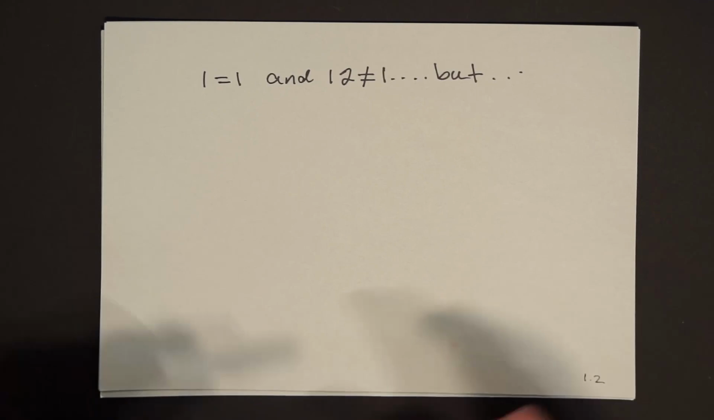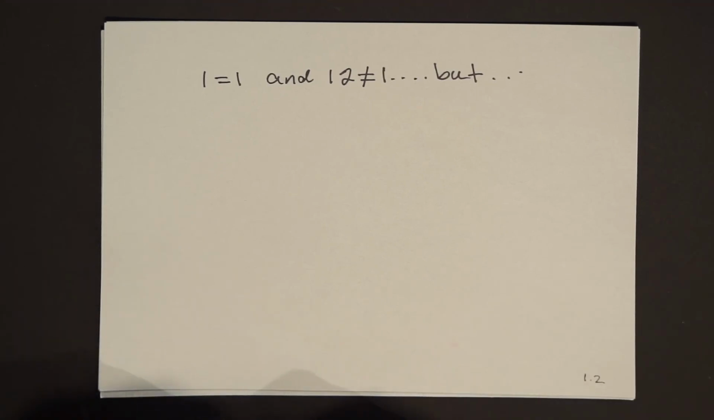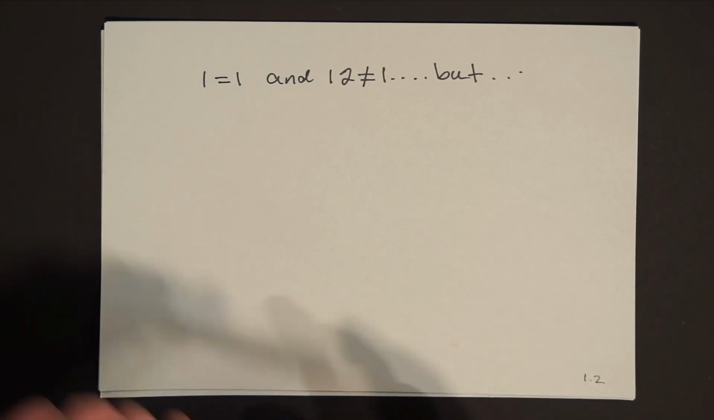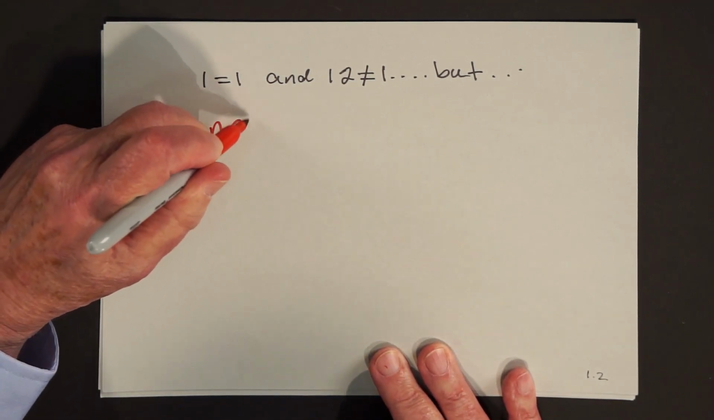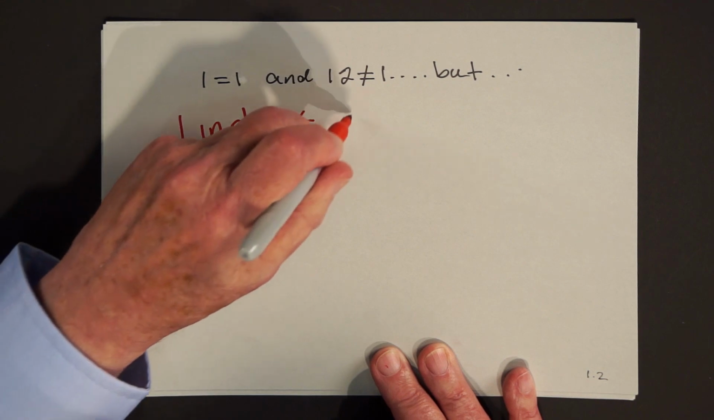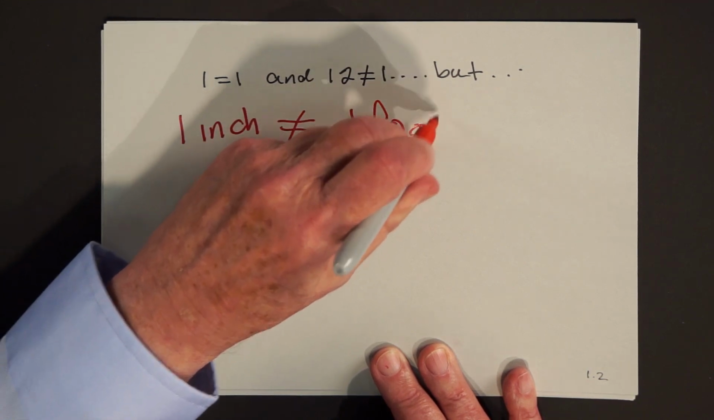Now, the point is that the adjective one always means the same thing, but the quantity one horse is not the same as the quantity one rabbit. So, for example, when you study math, just talking about the adjectives, you'll see things like 1 equals 1, but 1 inch is not equal to 1 foot.